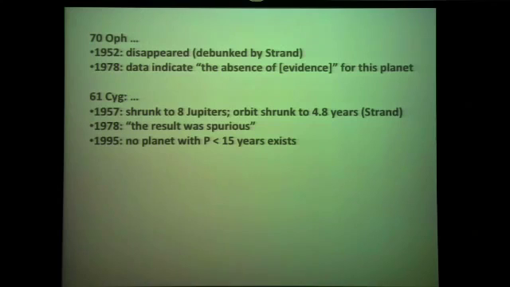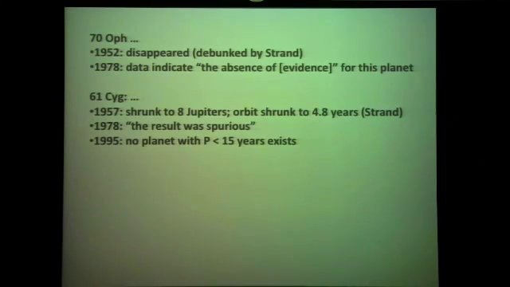There was one other report made in 1978 in which some other folks reported that the data for 70 Ophiuchi indicate the absence of any evidence for this planet. It doesn't exist. It never existed. The original discoverers desperately wanted to find a planet. They saw a planet where there was no planet because they wanted to find it.